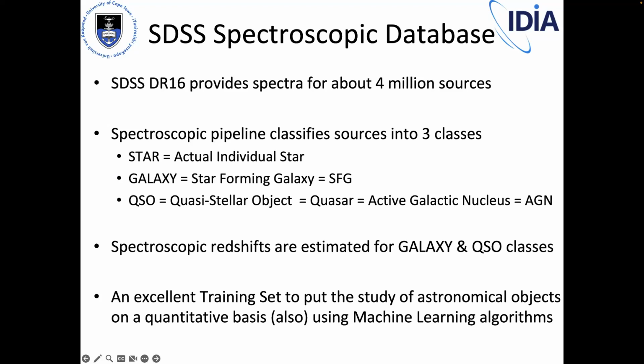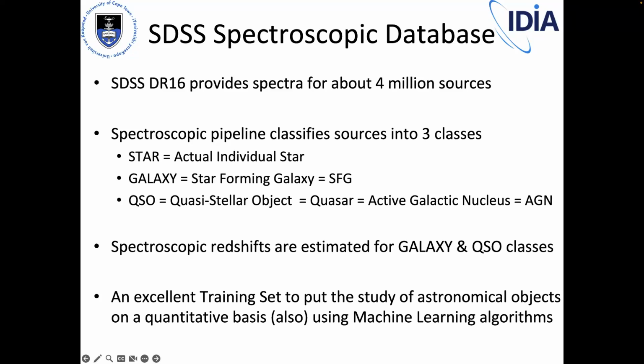Star, which is an actual individual star somewhere within our own Milky Way galaxy. Galaxy is a star-forming galaxy, also known as SFG for simplicity. And QSO, again, by now you probably know that quasars and AGNs have lots of different names. So all of these should be taken as namesakes, meaning the same thing: QSO or quasi-stellar object, quasar, active galactic nucleus, AGN. For the purpose of this work, we're going to use them interchangeably.